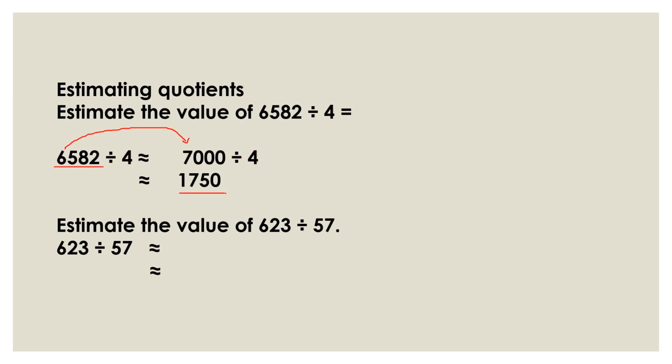Estimate the value of 623 divided by 57. So 623 to the nearest hundred is 600. Then 57 to the nearest 10 is 60. So 600 divided by 60 equals 10.